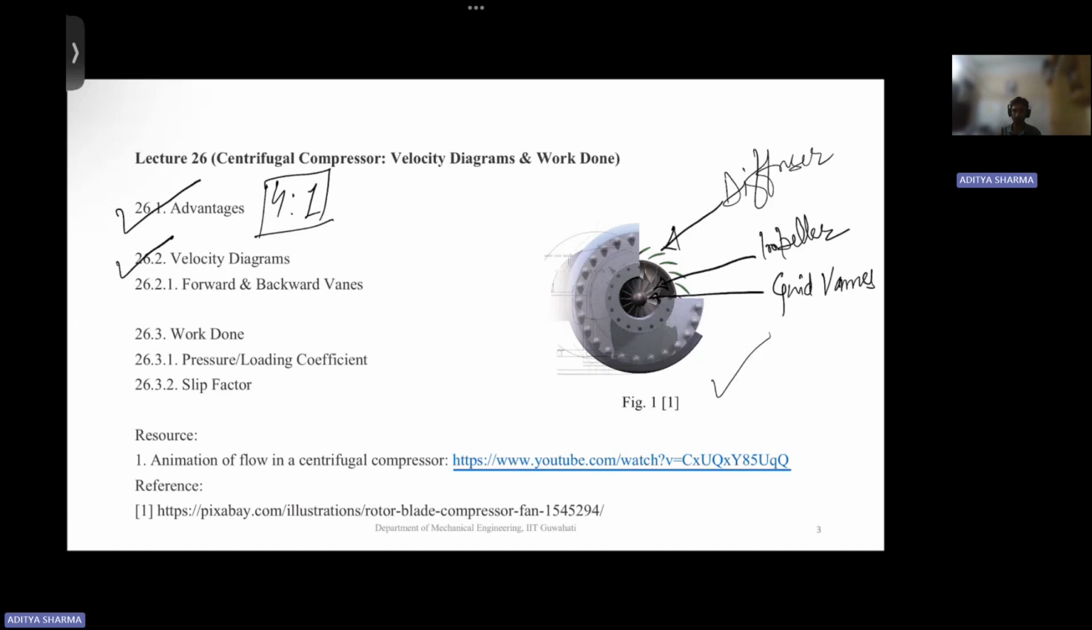Also, it is strongly recommended that you go through this animation. I've given the link of this YouTube video. You can note down the link to this particular session and then watch this video. Here it has been shown how the flow moves in a centrifugal compressor. So this will give you a good visualization of the centrifugal compressor and how it works.